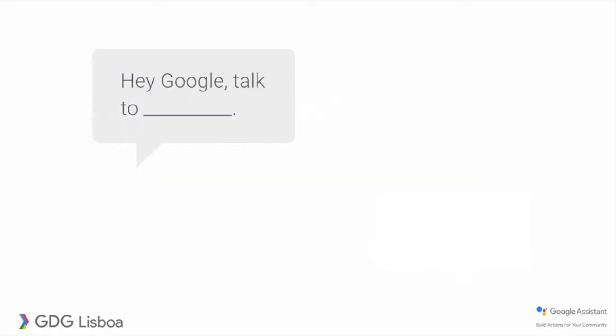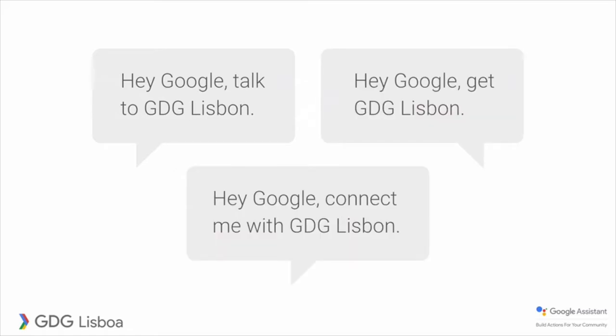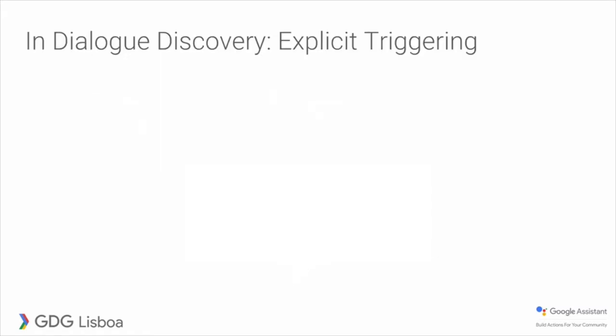But if you want to have your own app, you are going to say, hey Google, talk to my app. It's going to find your app and talk to it. So in this case, talk to GDG Lisbon, right? We want to create our app for GDG Lisbon. You can say, hey, talk to GDG Lisbon, or get GDG Lisbon, or connect me to GDG Lisbon. There are several ways for you to do that, and Google, because it has all that machine learning, will understand what you're trying to achieve.